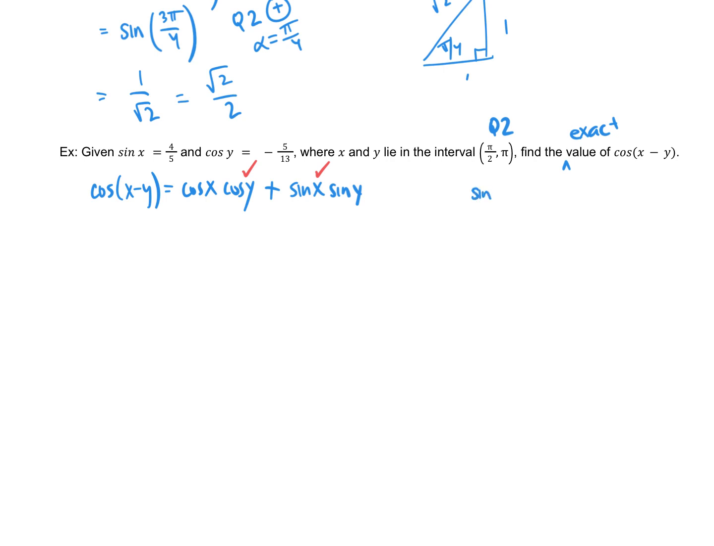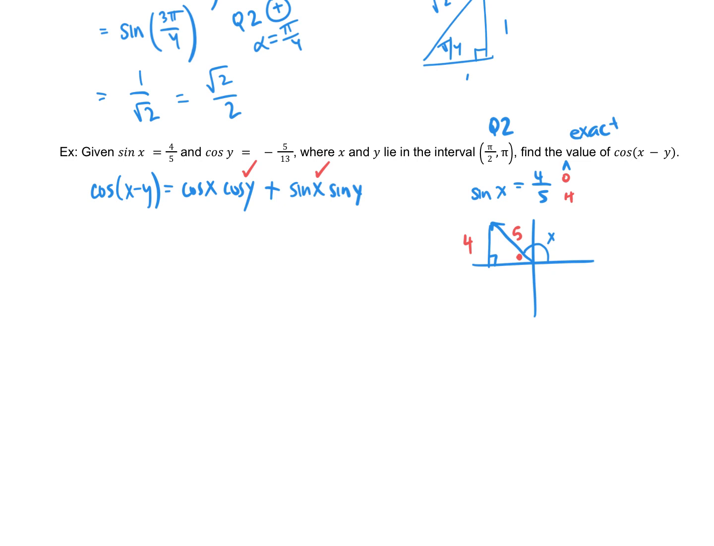So I'm going to start with sine x equals 4 over 5. We are told that we are in quadrant 2 from the restriction. So I'm going to draw my triangle. This here is angle x. And sine is opposite over hypotenuse, which means the opposite side is 4, opposite to this angle here. The hypotenuse is 5, and we need to find the adjacent side.